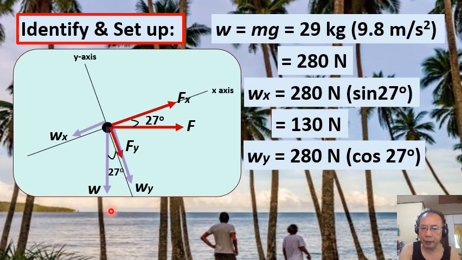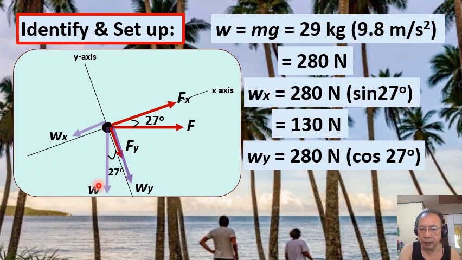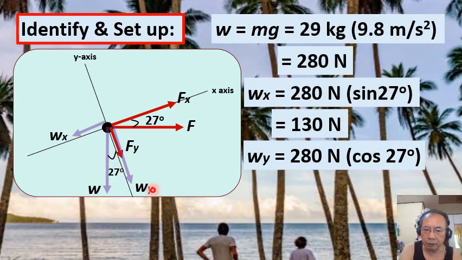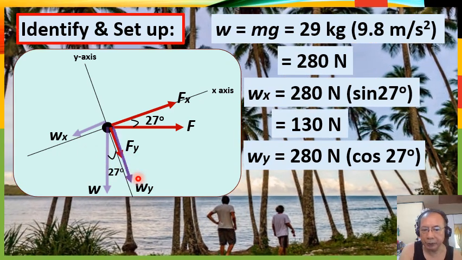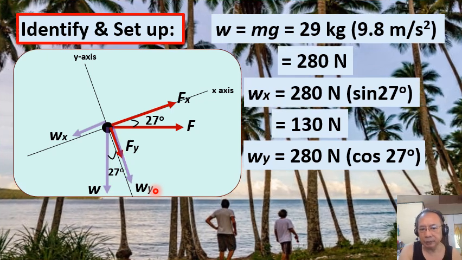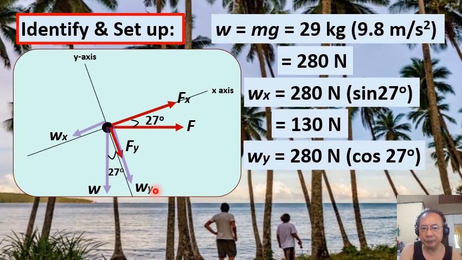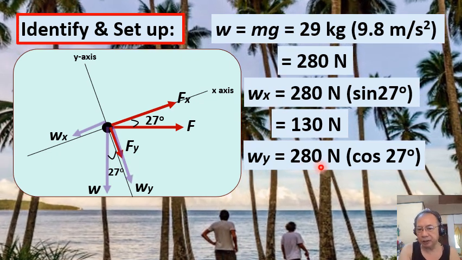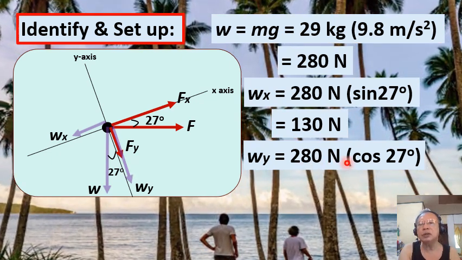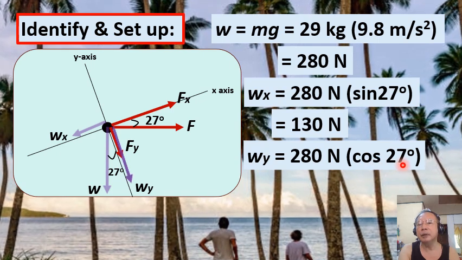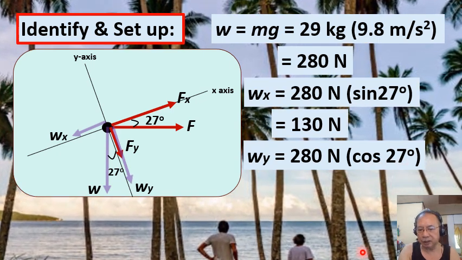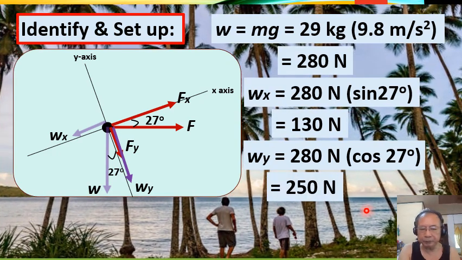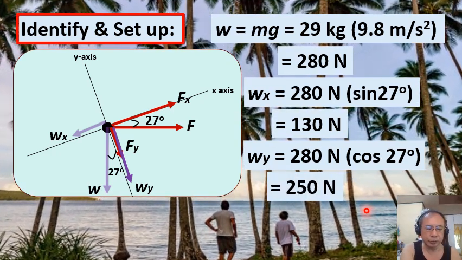Likewise, its y component, labeled W sub y, is represented here by the gray arrow, which is pointing into the negative y-axis. Its magnitude, of course, is equal to the weight, 280 newtons, multiplied by the cosine of the angle 27 degrees, which is equal to 250 newtons.